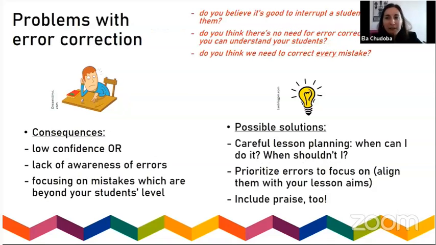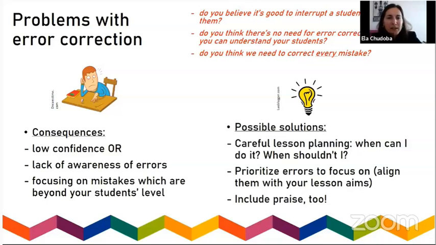And the final thing I wanted to focus on today is problems with error correction. There are certain beliefs teachers hold. Some teachers think it's perfectly fine if we interrupt a student every single time they make a mistake, just because they want to show them that, well, you're actually wrong. There's the contrary belief that, well, actually, I can understand the student, so why should I correct them? So there are certain views there which are not necessarily useful.